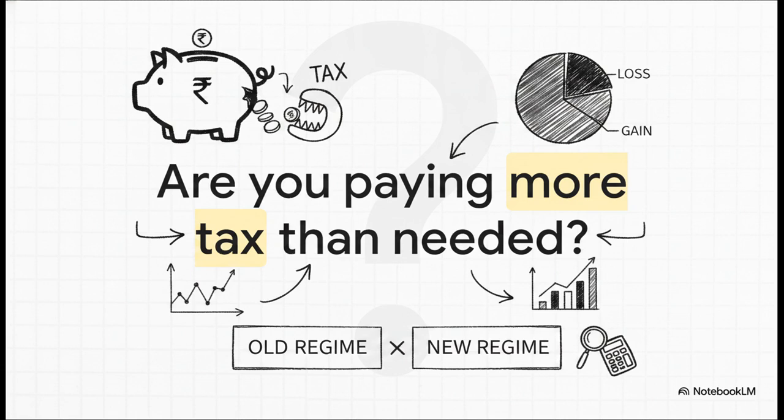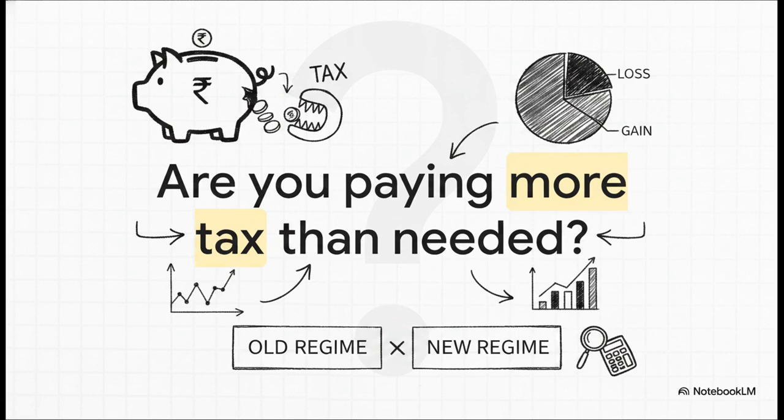Doing taxes is painful enough as it is, right? But paying more than you legally have to? That is literally the worst. Unnecessary tax can eat into your returns way faster than market volatility ever could. And choosing the wrong tax regime? Well, that can mean leaving lakhs of rupees just sitting on the table.